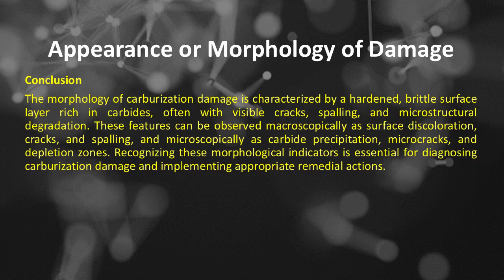Conclusion: the morphology of carburization damage is characterized by a hardened, brittle surface layer rich in carbides, often with visible cracks, spalling, and microstructural degradation. These features can be observed macroscopically as surface discoloration, cracks, and spalling, and microscopically as carbide precipitation, microcracks, and depletion zones. Recognizing these morphological indicators is essential for diagnosing carburization damage and implementing appropriate remedial actions.